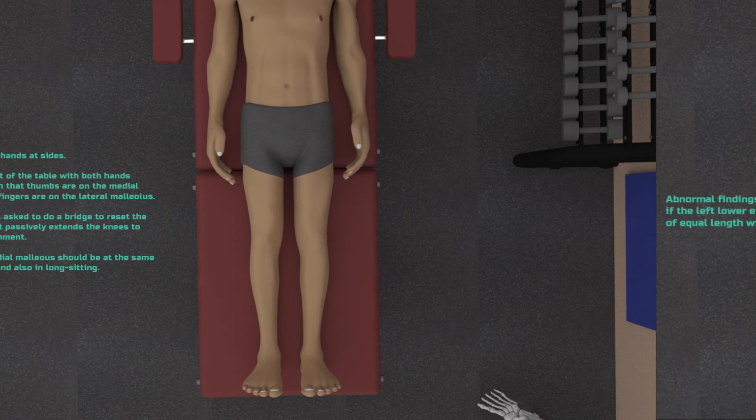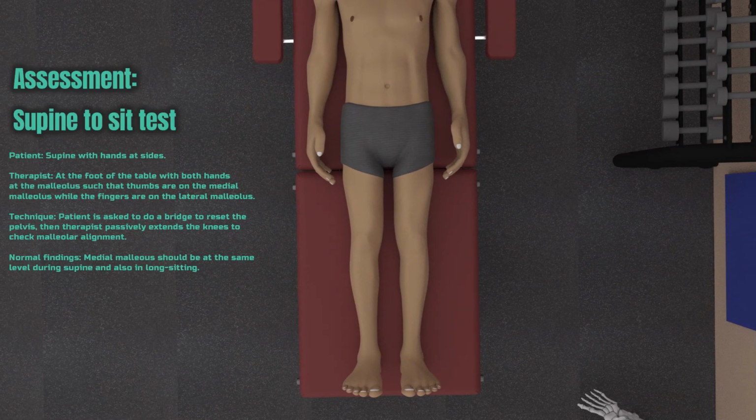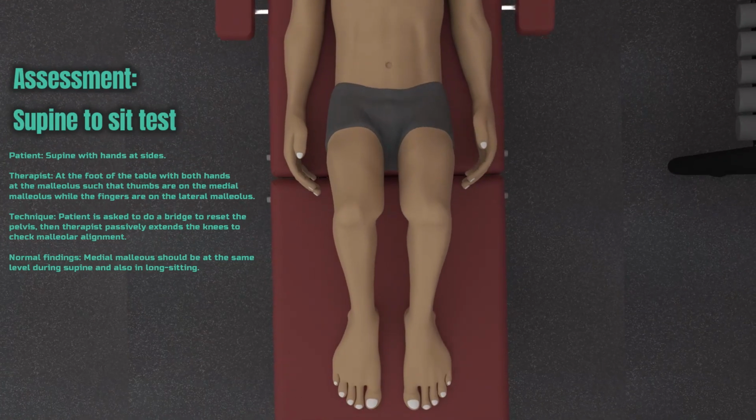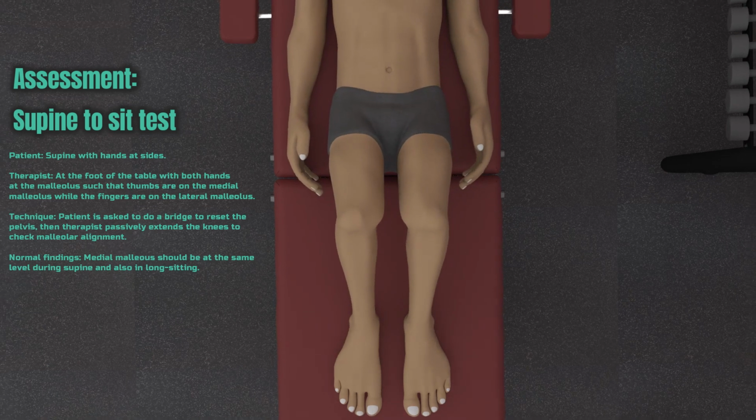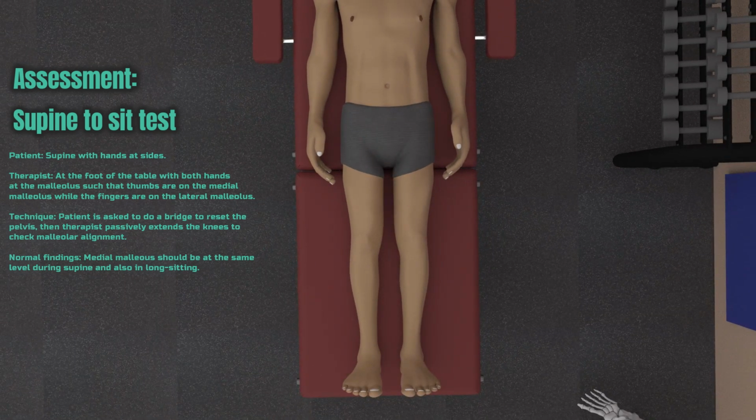The assessment for iliac posterior rotation requires the patient to do bridging first to balance the pelvis and then be in supine with hands at sides. The therapist will be at the foot of the table with both hands at the malleoli such that the thumbs are on the medial malleolus, while the lateral four fingers will be at the lateral malleolus. From there, the therapist passively extends the knees to check for malleolar symmetry.